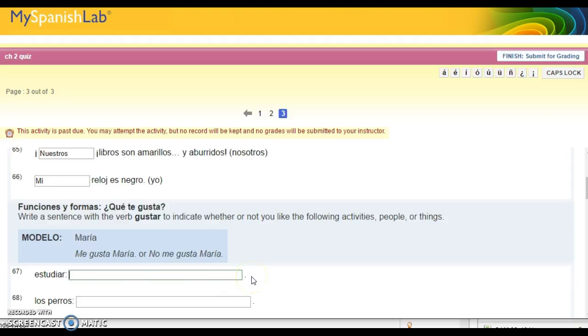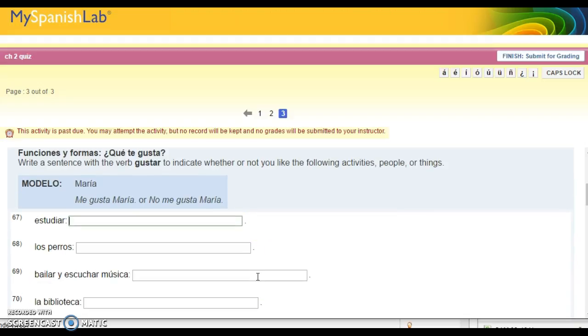Okay. And then gustar. María. ¿Me gusta o no me gusta María? So, me gusta estudiar. Or no me gusta estudiar. To make a sentence negative, you just put a no in front of the verb, in this case in front of the pronoun me. Okay.